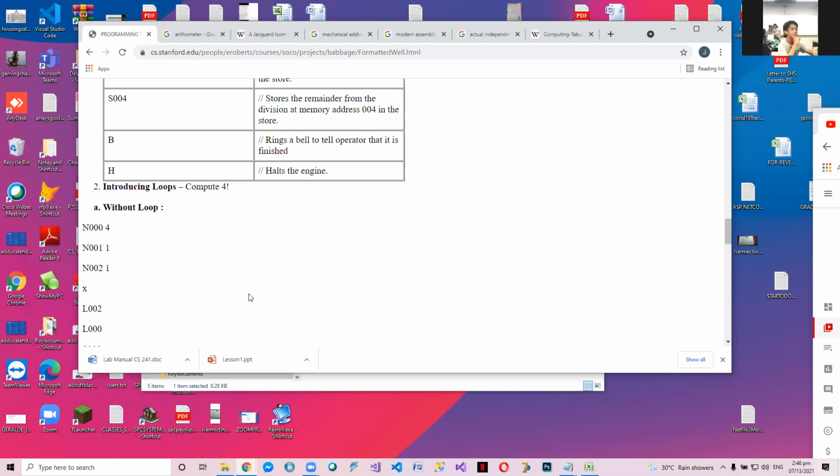What is the second factorial? 2. Because 2 times 1 is 2. What is the third factorial? 6. Why? Because 3 times 2 times 1 is 6. What is the fourth factorial? 24. Why? Because you have 4 times 3 times 2 times 1 is 24. Do you follow? So when you say nth factorial, you multiply all the first n numbers.